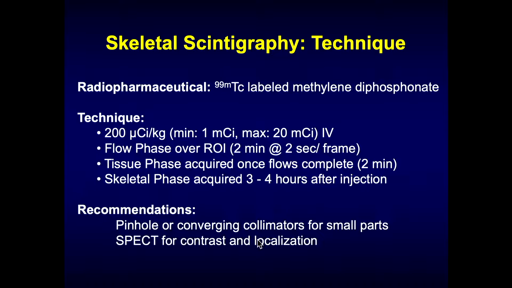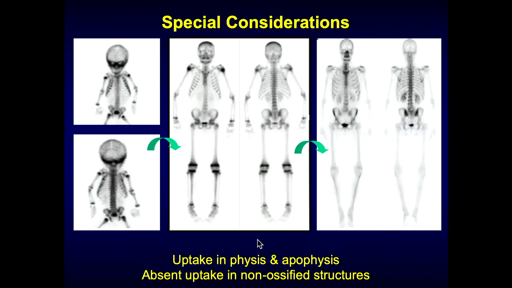And SPECT is very helpful for both increasing contrast and localization. They say SPECT alone increases contrast about 20 times over planar images. So if you really need to see something, it can be very helpful. The other thing that I honestly have become more and more of a fan of, if you have access to it, is SPECT CT.